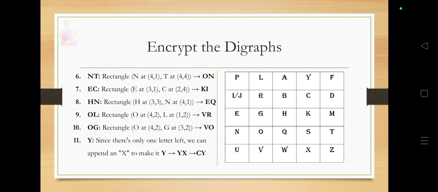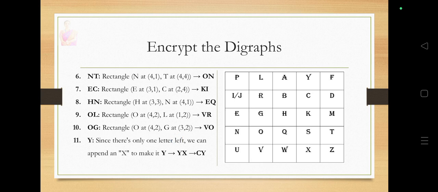In the same way, the next one we are seeing, OL, belongs to the same column. So take the below letter. For O, the below letter is V, and for L, the below letter is R. So the answer is VR. Similarly for OG also, it will give you VO. Finally, for YX, like previously done, same column. So take the below letter: for Y it is C, and for X it's Y, right?